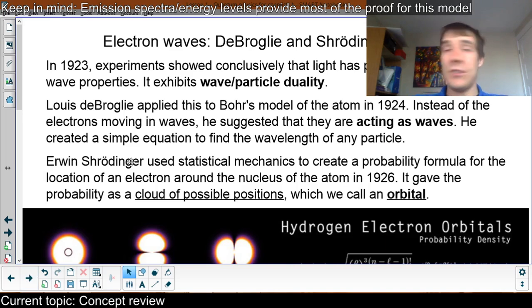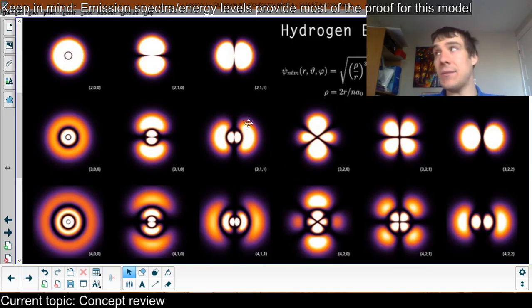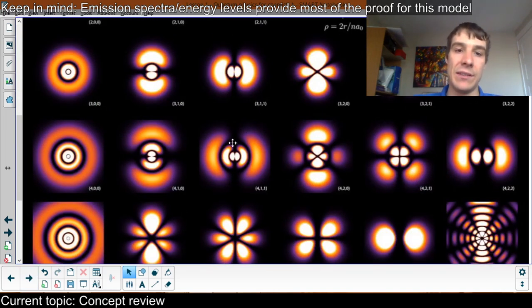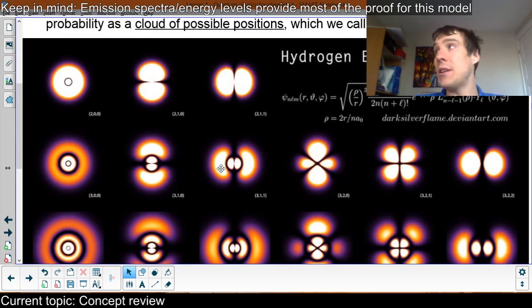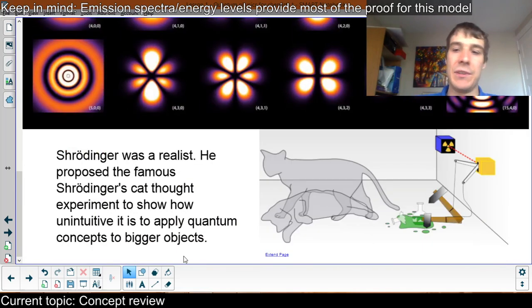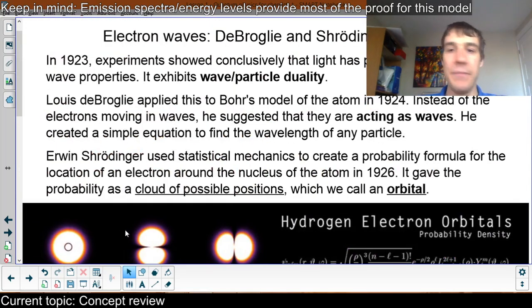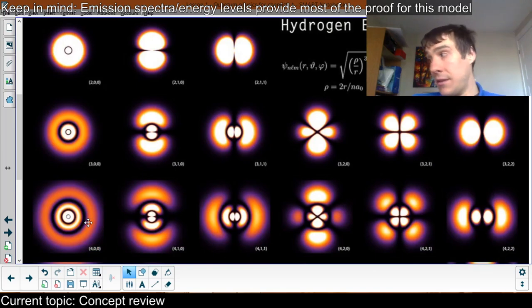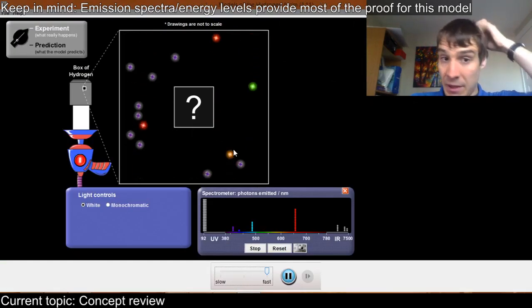And then DeBroglie and Schroedinger, who said they're not just acting as waves, they are waves, and so you have this probability distribution of where we can find the electron at any given time in the atom. The nucleus is in the center in these kinds of diagrams, very, very far to the center. Yeah, and then briefly we talked about Schrodinger's cat, but that's not really part of the curriculum. So that's that.